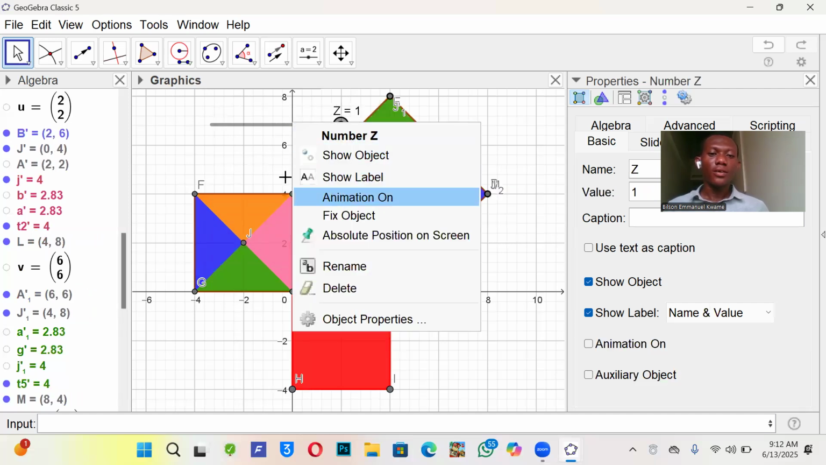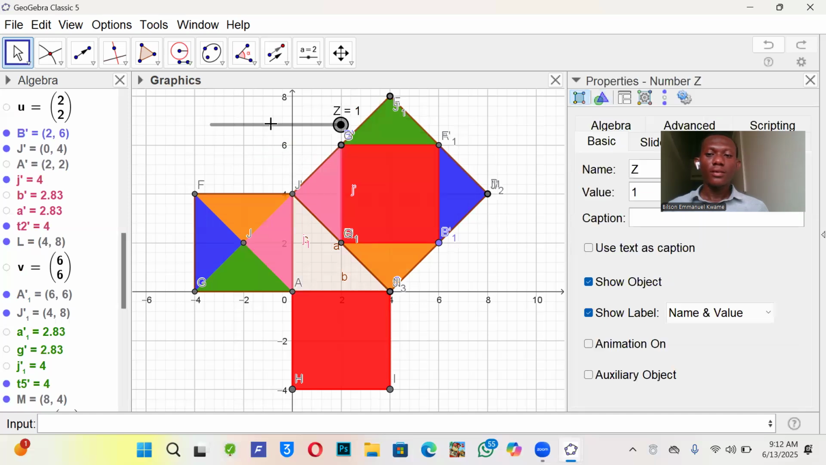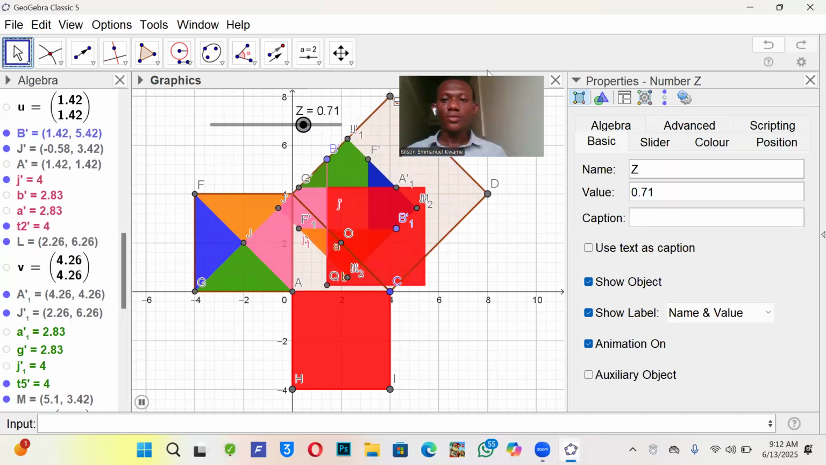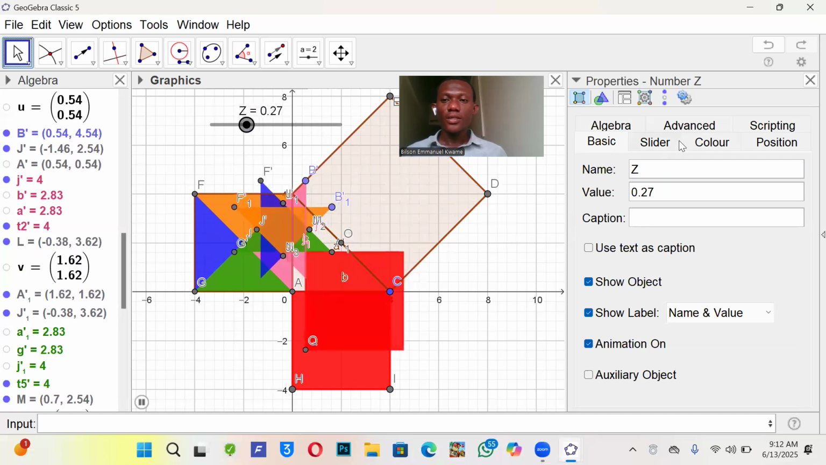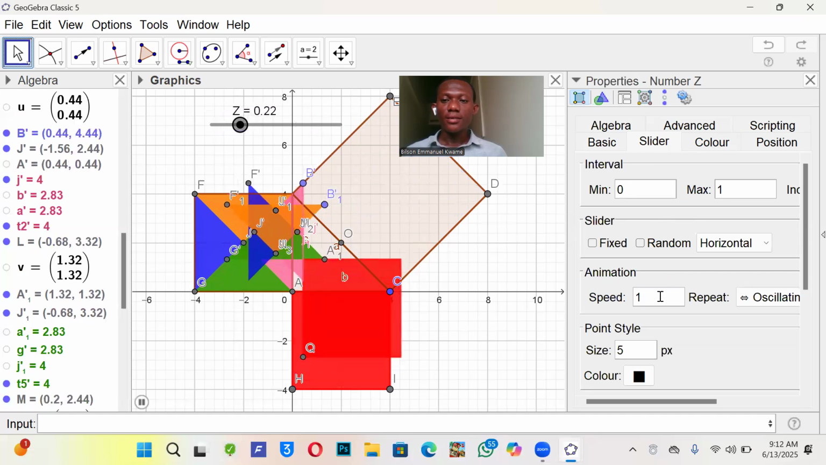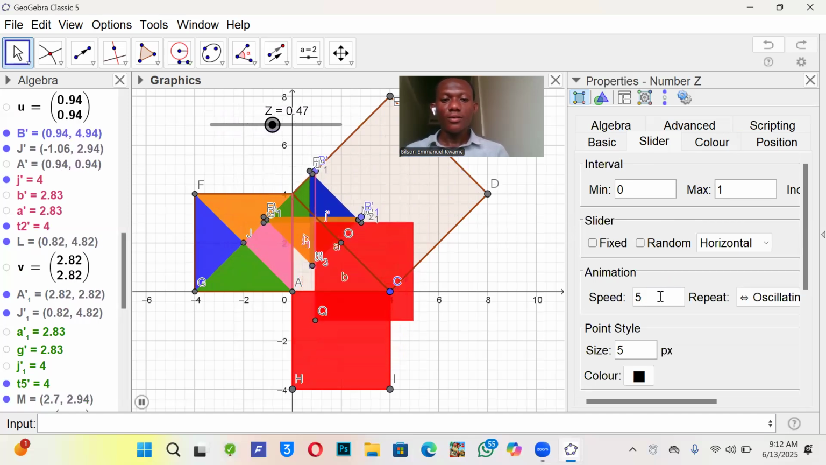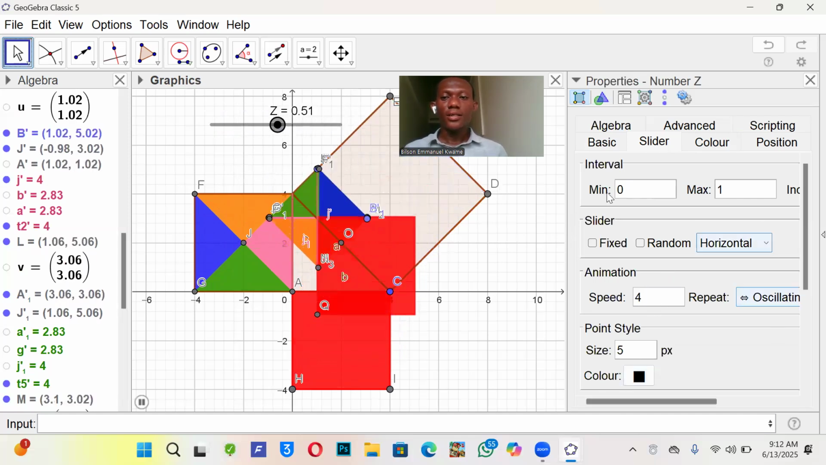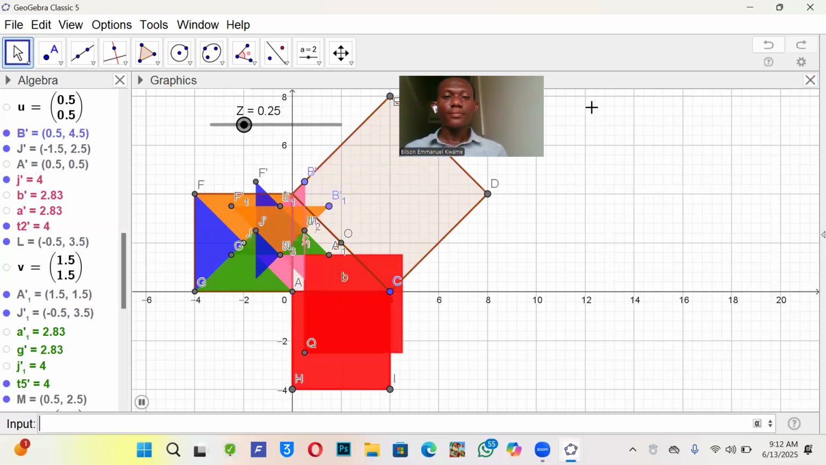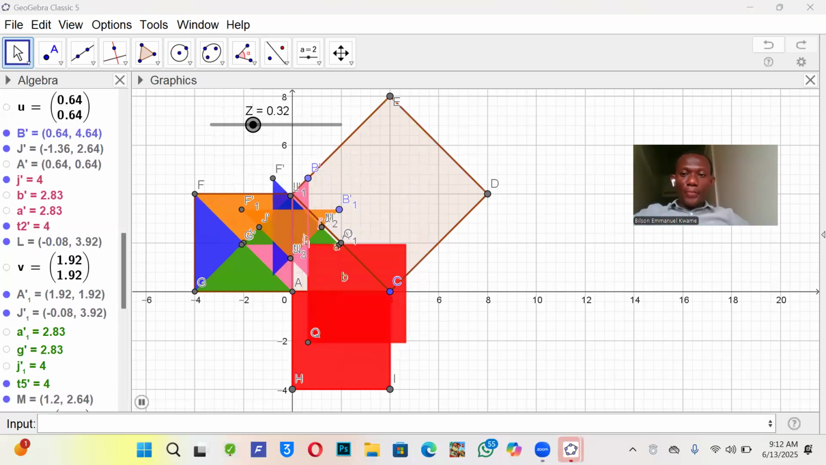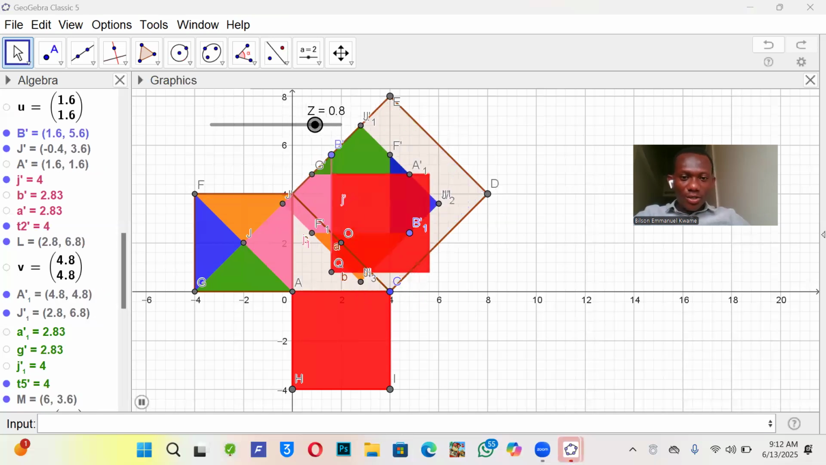Let's put this thing on animation, right? Let's turn the animation on. You can see that it is showing the Pythagoras theorem. You can increase the speed by coming to the sliders here. Then we increase the speed to 3, or let's say let's use 4, right? You can clearly see that the speed has increased. So this animation shows that we've proved the Pythagoras theorem.